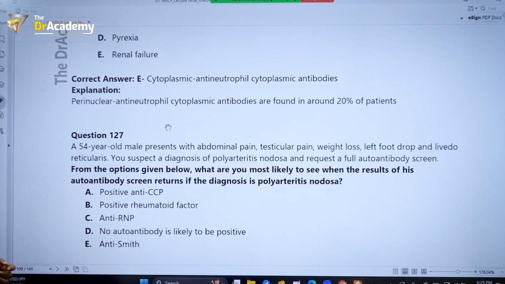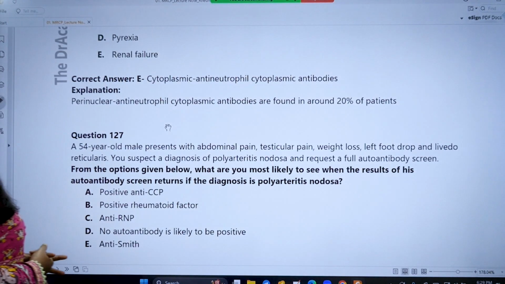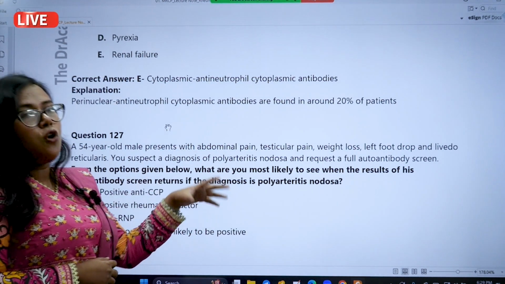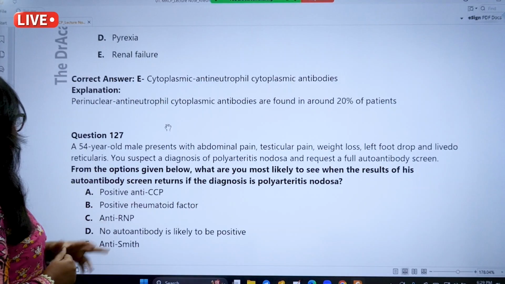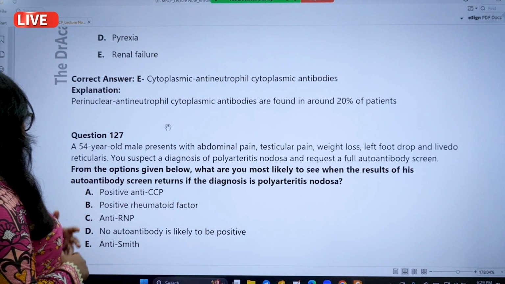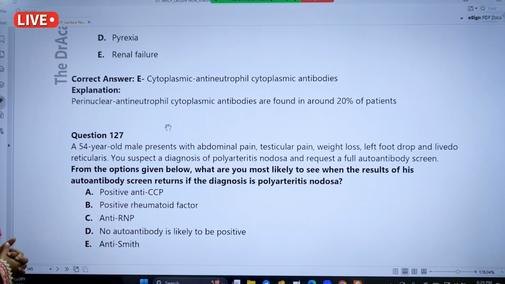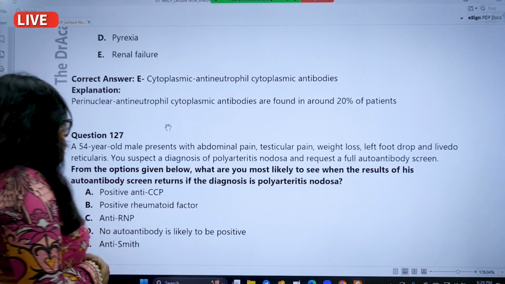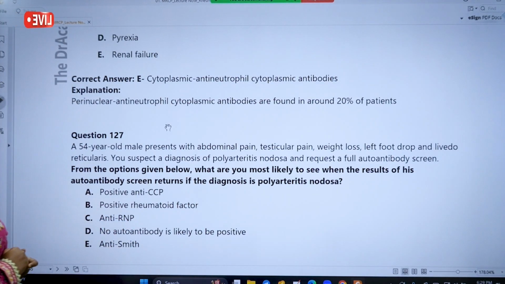Here you can see question number 127. A 54-year-old male presents with abdominal pain, testicular pain, weight loss, left foot drop, that is indicative of common peroneal nerve palsy, and livedo reticularis. You suspect a diagnosis of polyarteritis nodosa and request a full autoantibody screening. From the options given below, what are you most likely to see when the results of this autoantibody screen return if the diagnosis is polyarteritis nodosa?